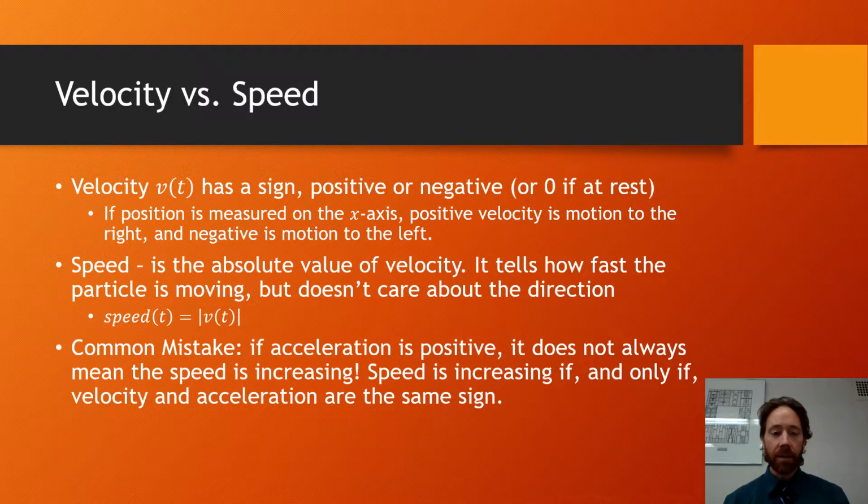This is a common stumbling point. If you're looking at the acceleration and you see the acceleration is positive, well, we don't know if the speed is increasing or decreasing. We know the velocity is increasing if the acceleration is positive, but if the velocity is negative and increasing, that means the speed is getting closer to zero. So speed is only increasing if velocity and acceleration are the same sign, both positive or both negative.